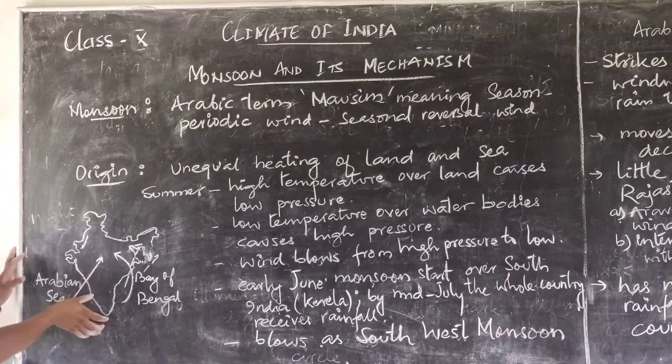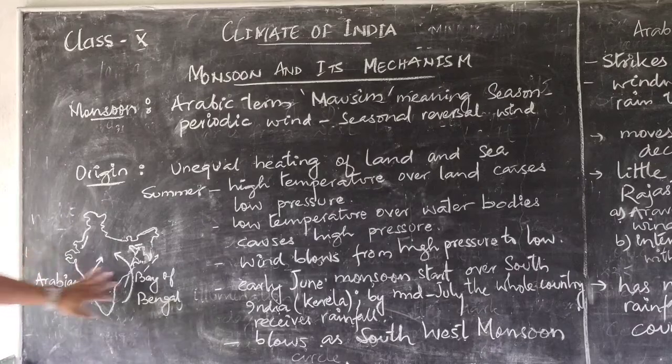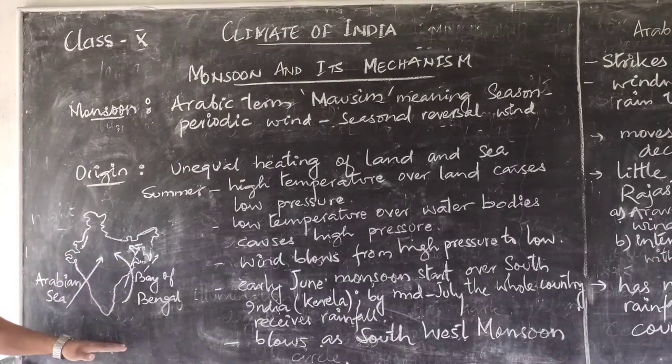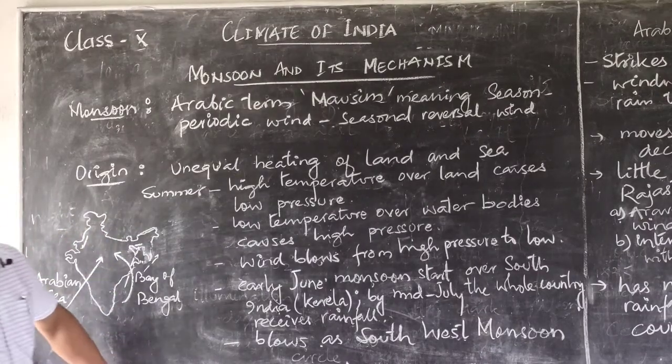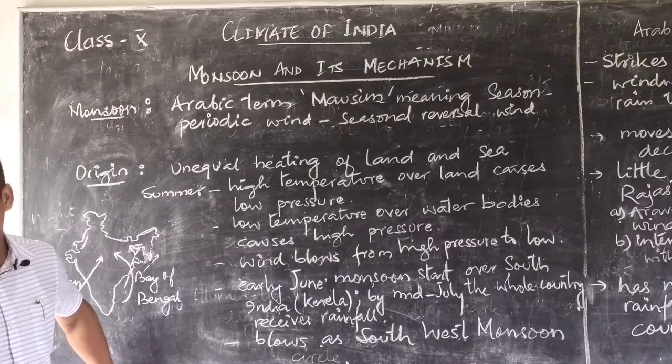So in the early part of June, the southern part of India starts receiving rainfall, while by the time the entire country receives the rainfall, it is July, the first week of July or end of June.